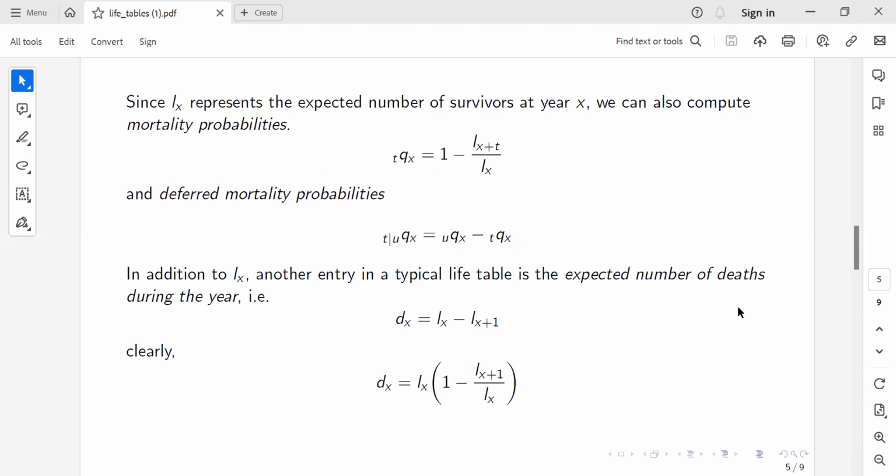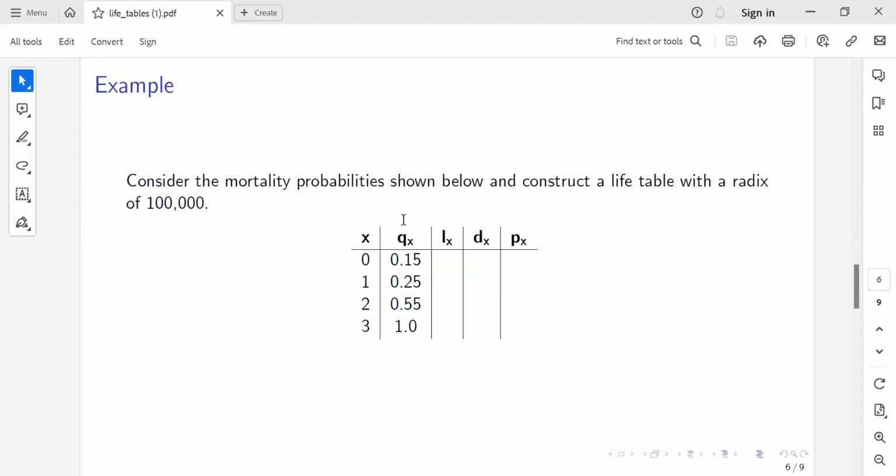Let me try and draw a life table for you to have a look at it, even though there's one here. So look at this life table. We call this a mortality life table that has a radix of 100,000.